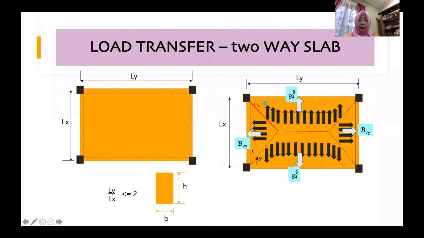So for this beam, it will support the pyramid shape here, and so on. Therefore, in two-way slab, we have a coefficient called beta V. V means shear, so V here is the shear coefficient. The coefficient consists of two: beta VX and beta VY. Beta VX is the one parallel to the Lx.